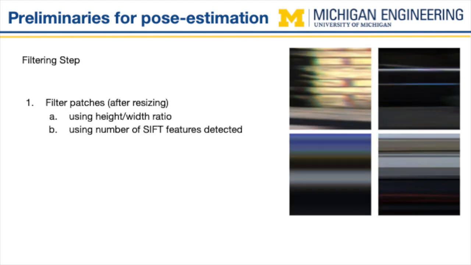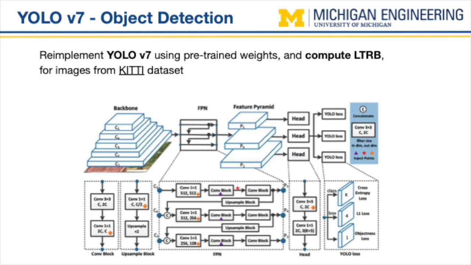to ensure that the bias does not carry over to the training and the model does not overfit to certain poses. The dataset also includes some poor images, which we were able to eliminate through filtering using the image height to width ratio, as well as removing any image which has a low number of key points found through the SIFT algorithm. The object detector we implemented is the new YOLO v7.